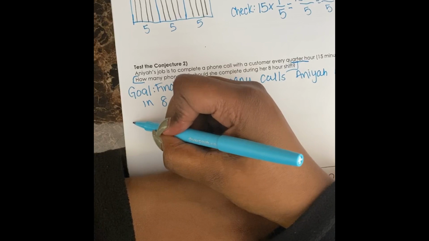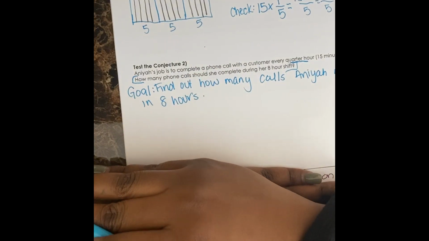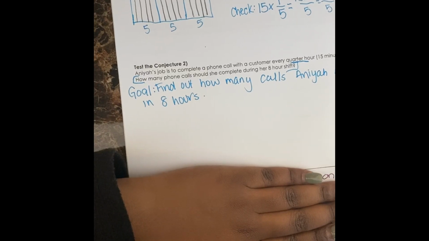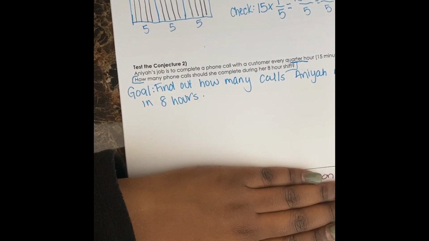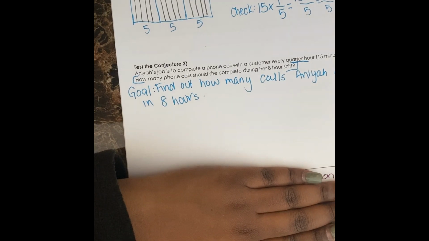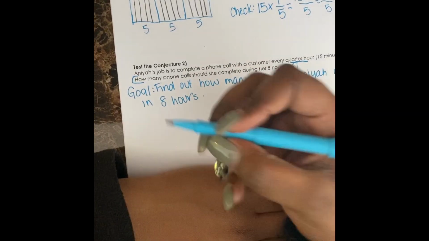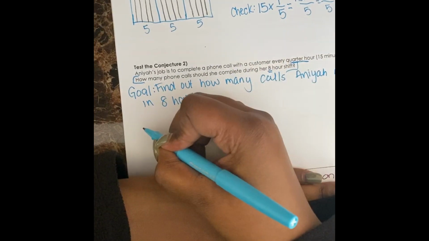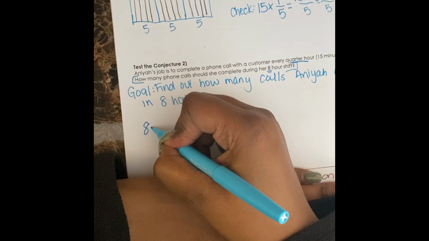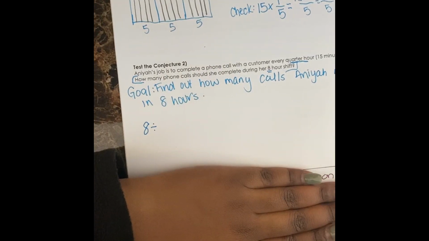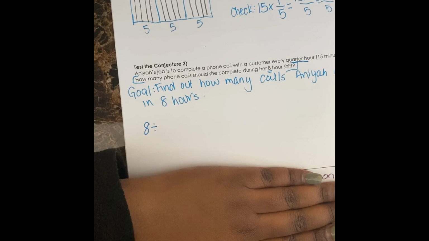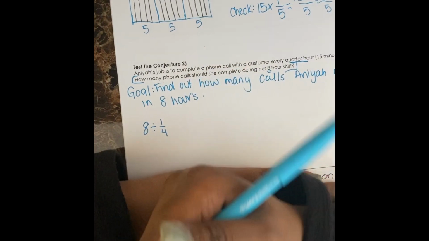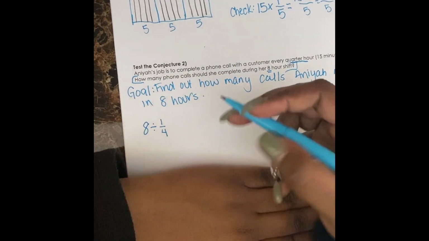Let's talk about our expression. What should our expression be? Our dividend. What is our dividend? The number that we have, our whole number. What in this case will be our dividend? The number that we are dividing. That is being divided. So in this case, our dividend is going to be 8. We are going to divide that by every quarter hour. We know a quarter will be 1/4. So our expression reads 8 divided by 1/4.